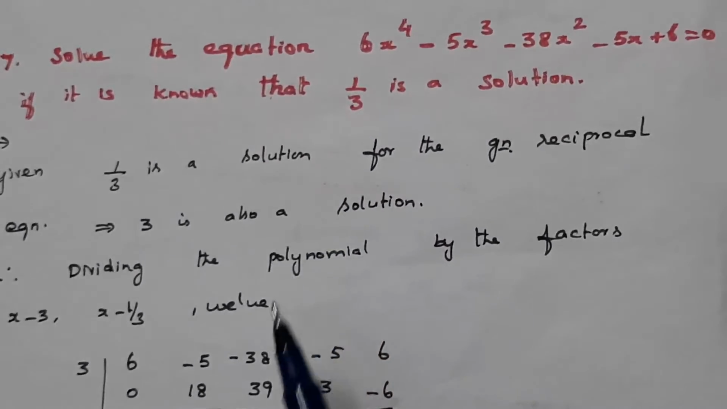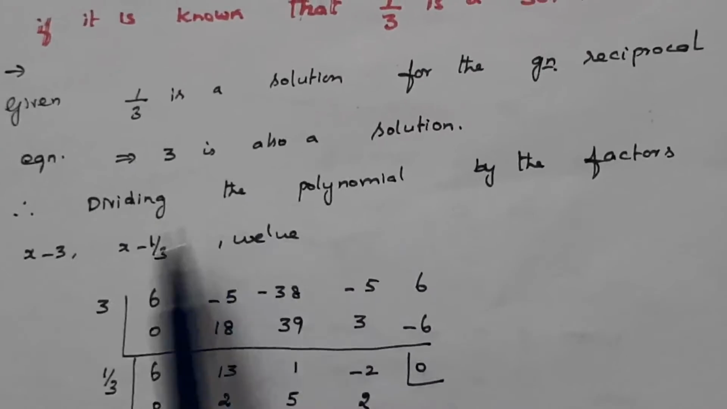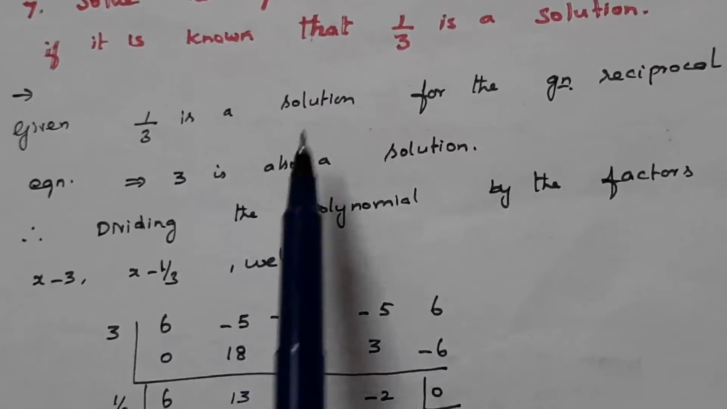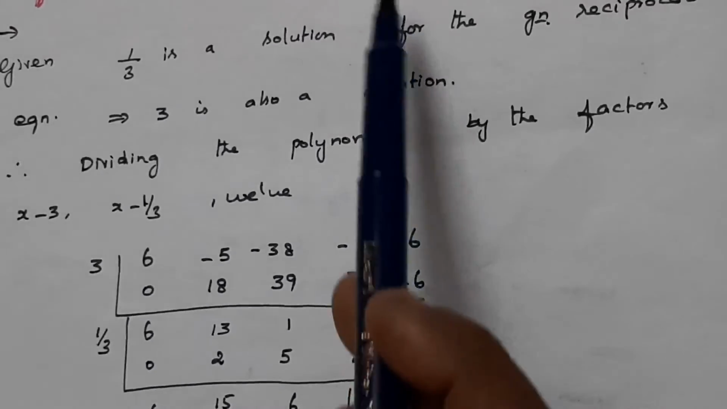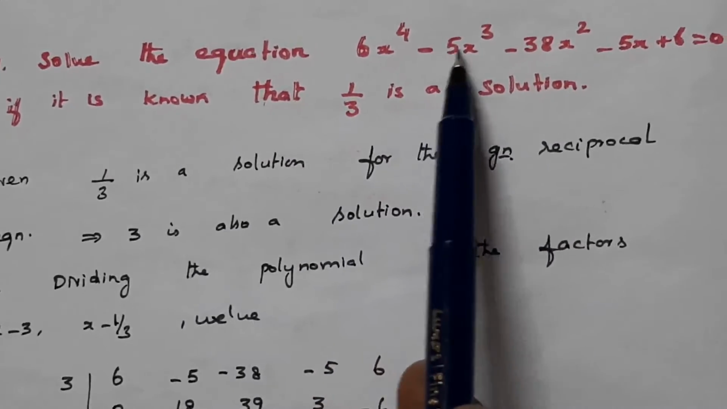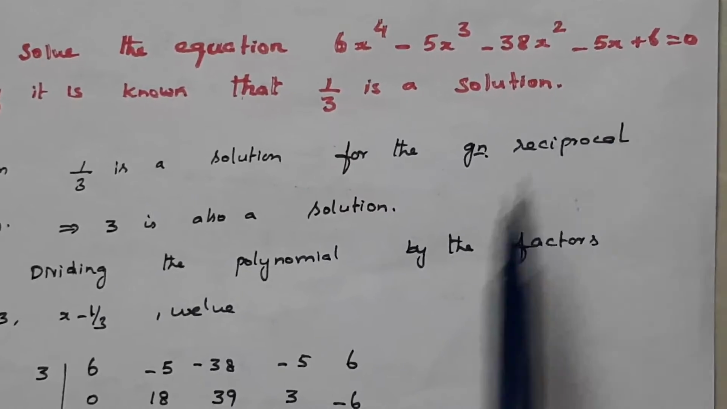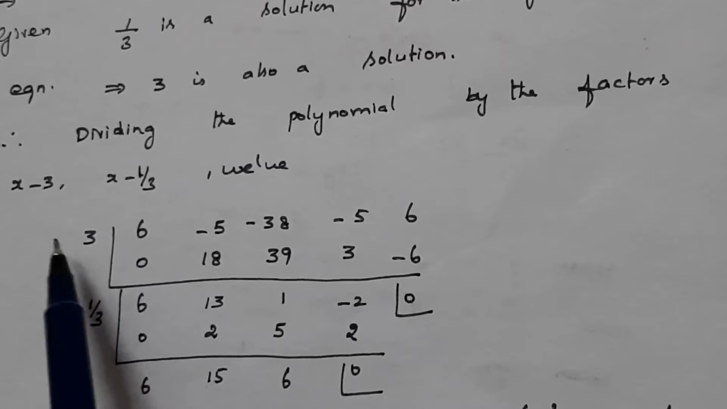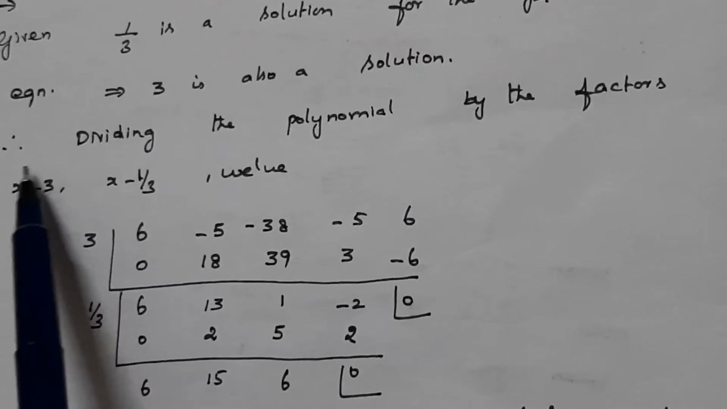quadratic equation, right? So let us divide the polynomial by the factors x minus 3 and x minus 1 by 3. Now let us write down the coefficients. What are the coefficients? 6, minus 5, minus 38, minus 5 and 6. For the synthetic division method, first let us divide by the factor x minus 3.